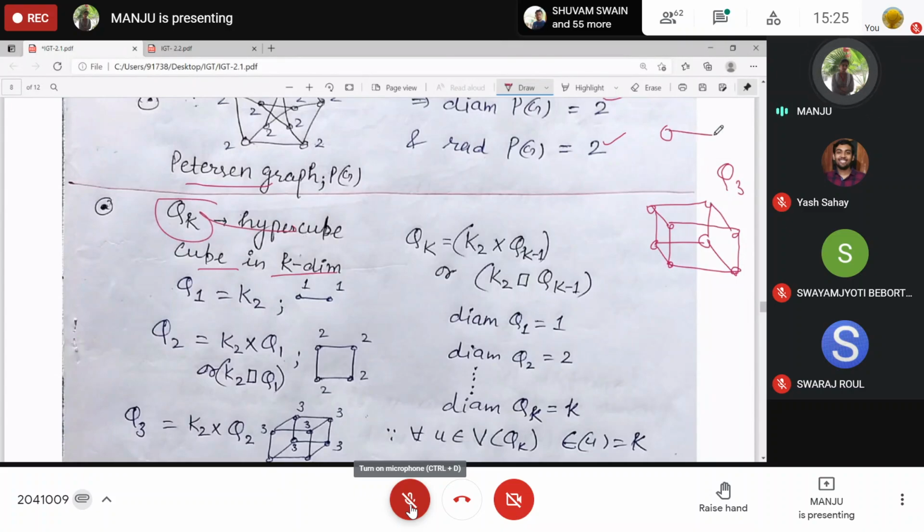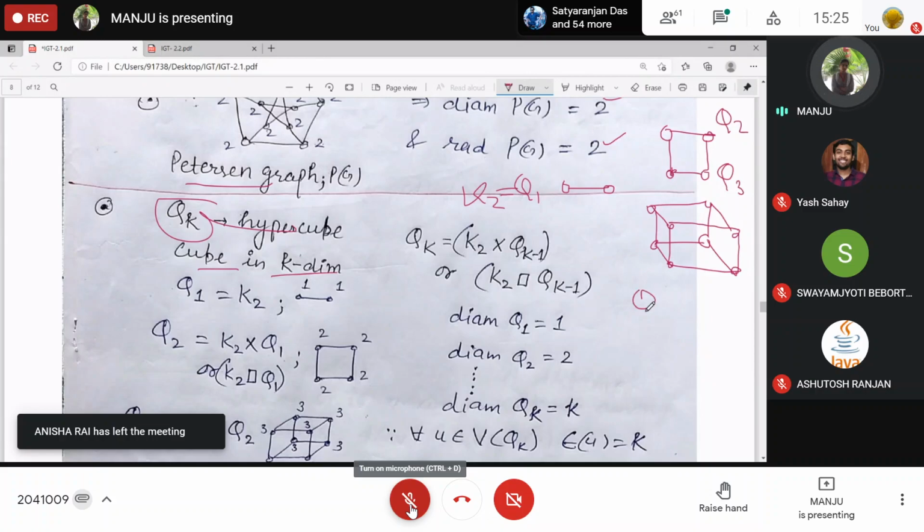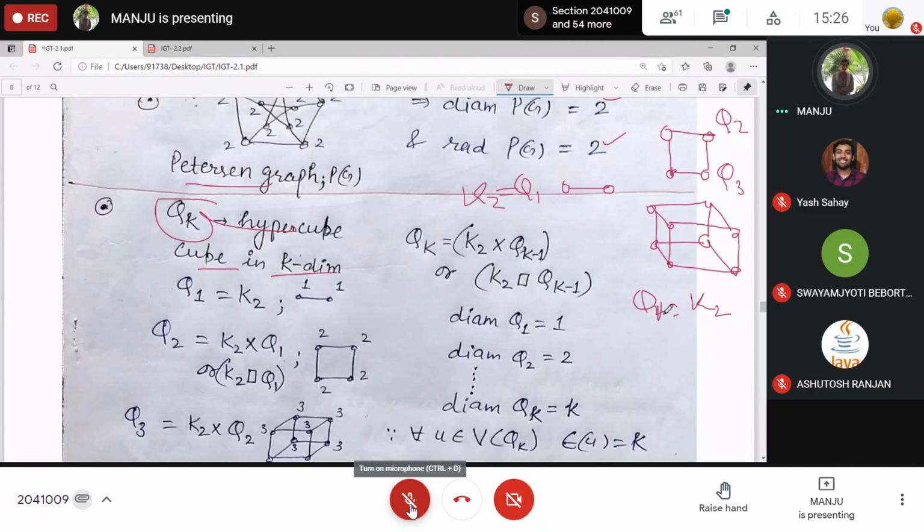Cube in 3 dimension. Cube in 2 dimension. How will it look like? Square. This is Q2. Cube in 1 dimension, Q1. That will be this one. Now, this is K2. We consider K2 as Q1, so Q1 is equal to K2. And this is Q1, not Q2.